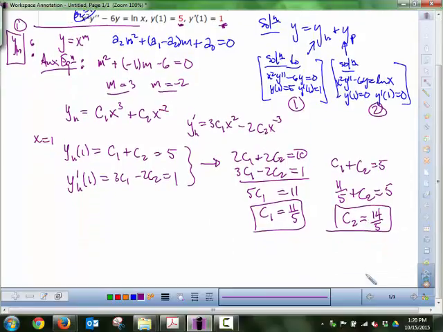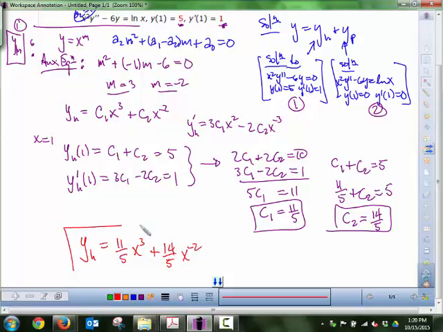So this is going to give us half of our answer. y sub h is equal to 11 over 5 times y1. Our y1 was set to be x cubed, and then 14 over 5 x to the negative 2. Okay? So that's the first part.